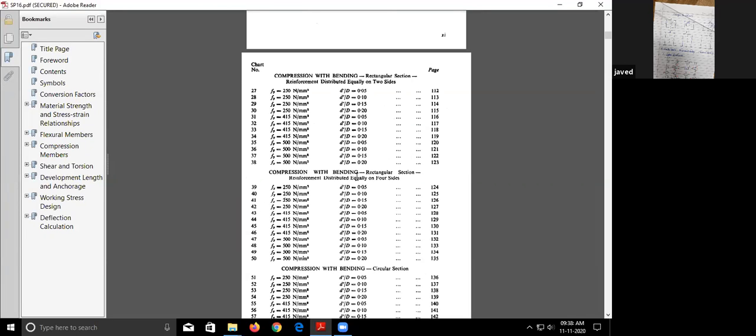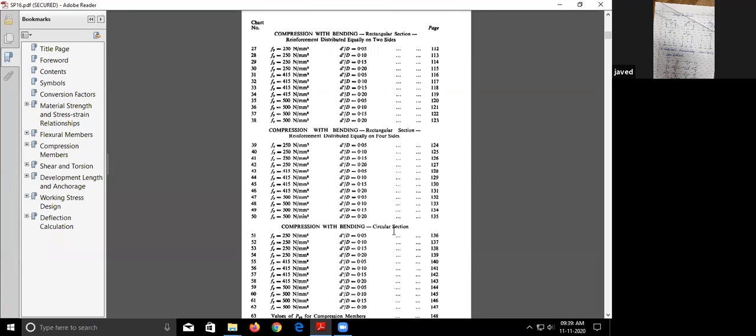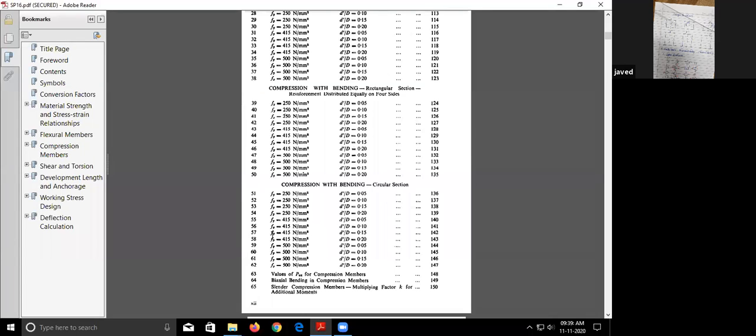ठीक है, second देखो, कंप्रेशन विद बेंडिंग रेक्टेंगुलर सेक्शन reinforcement distributed equally on four sides. ठीक है, जब reinforcement all the four sides distributed रहेगा, so then we will use these charts. So again we will see the d dash by d ratio. और सर्कुलर सेक्शन के लिए डिफरेंट चार्ट्स है. ठीक है, कंप्रेशन विथ बेंडिंग सर्कुलर सेक्शन के लिए ये है.